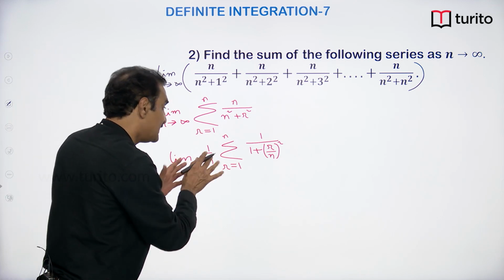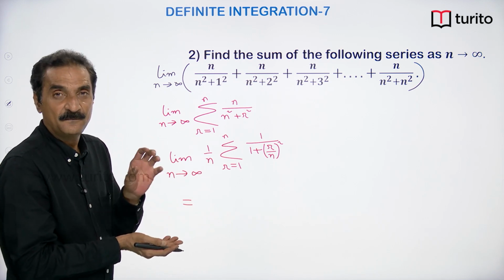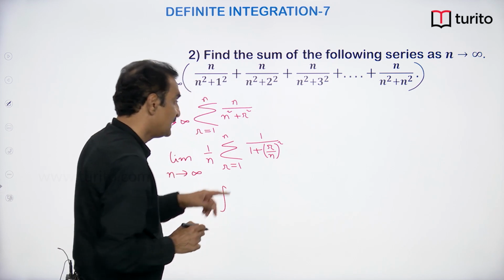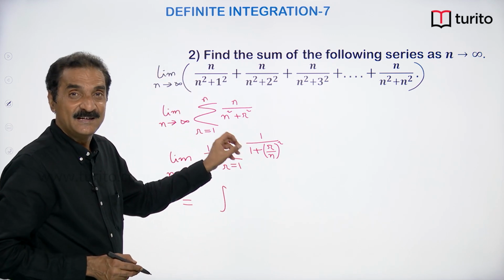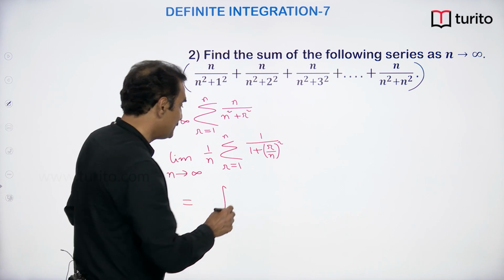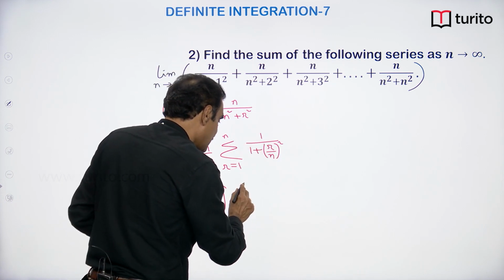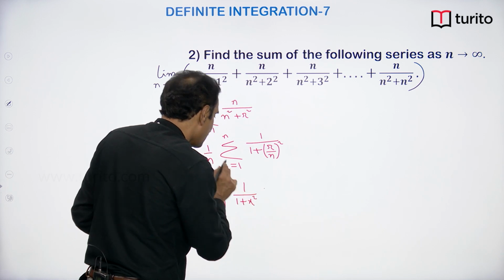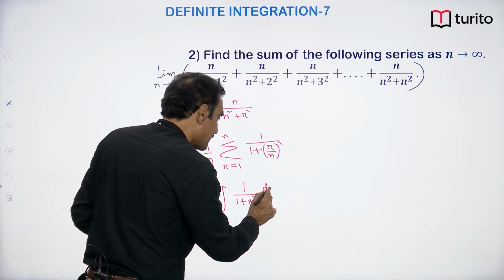We have to convert this into a definite integral. What is the working rule? Replace sigma by integral. Replace r by n by x. Then the function will be, if this is f of r by n, f of x will be 1 by 1 plus x square, and in place of 1 by n we have to write dx.